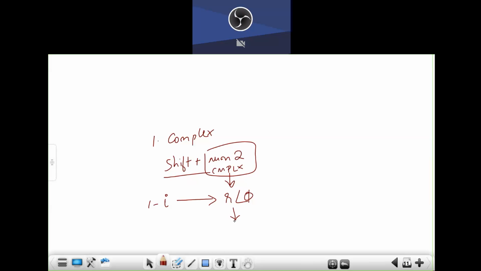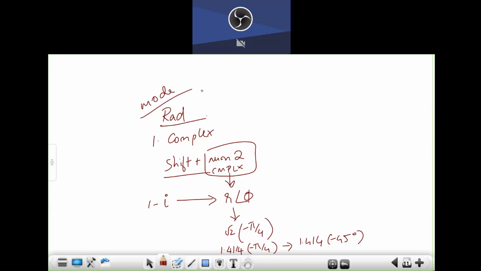So 1 minus j means ideally you will get root 2 at an angle minus pi by 4. Or if you press SD, 1.414 at an angle minus pi by 4. Or you may also get 1.414 at minus 45 degrees. I doubt it will come because you would have already taken radians. It's always best to keep it in radians. Mode should be radians, not degree. This is what to do on your calculator.